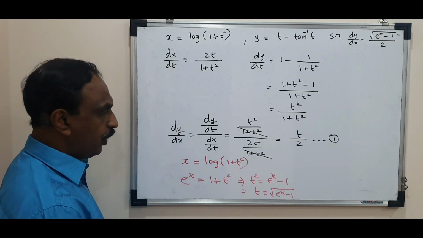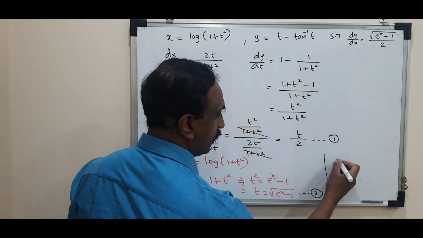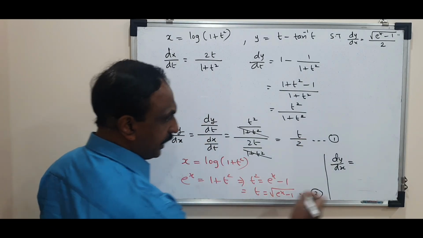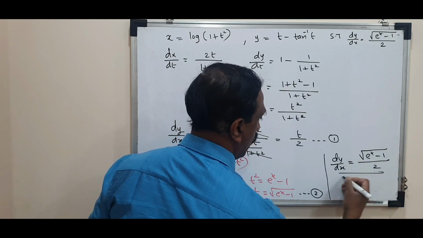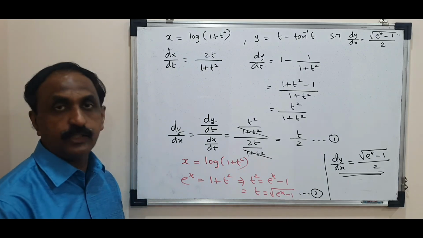So I can substitute now here. This is my equation number 2. So substituting, dy by dx is t by 2, and t is replaced by root of e raised to x minus 1, upon 2. How did I get this? By substituting t as root of e raised to x minus 1.